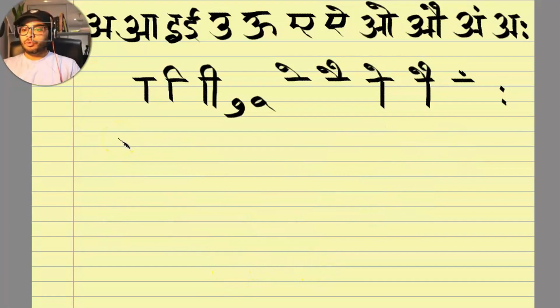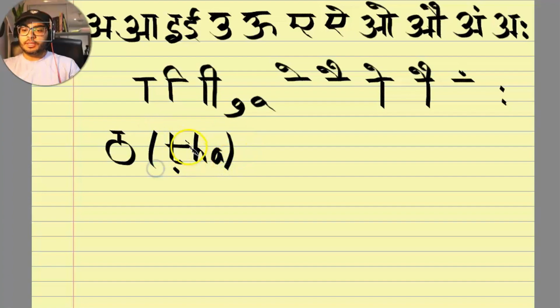Next sound in the same group is going to be the sound tha. Again, you have to roll the tongue for this one. Tha sound and tha sound are different. So for this tha you have to roll your tongue. How you write it is, you bring it down and then you make a circle. Looks like an apple. The T has a dot below, and then H, and then A. And this is the IAST for tha.